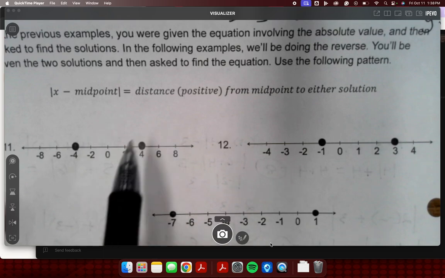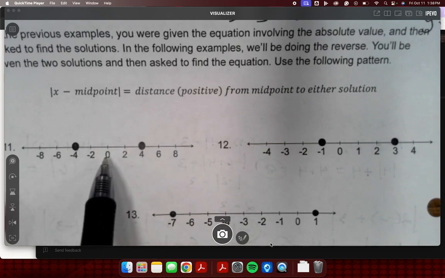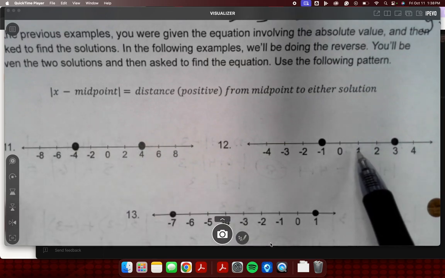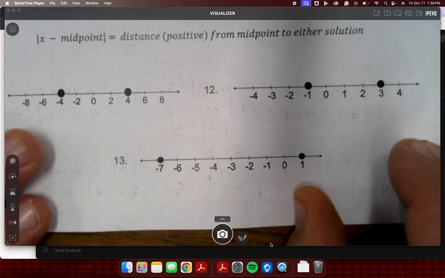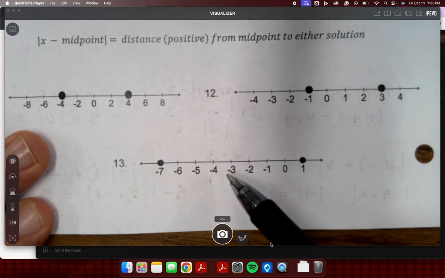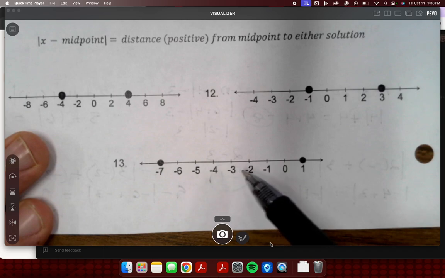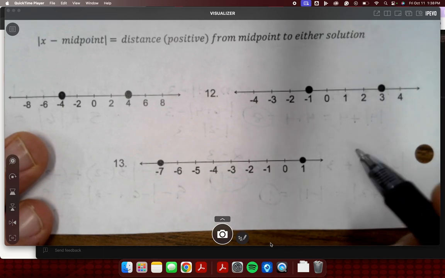So the midpoint is whatever point is exactly in the middle of the two solutions. So like here, the midpoint would be 0, because that would be 4 away from the two solutions. Here, the midpoint would be 1, because it's exactly 2 away from the two solutions. Here, well, it may not be as obvious to see. I can just use my eyes and see it's -3, because that's 4 away from 1 and 4 away from -7. But there are two other ways you could approach figuring out the midpoint.